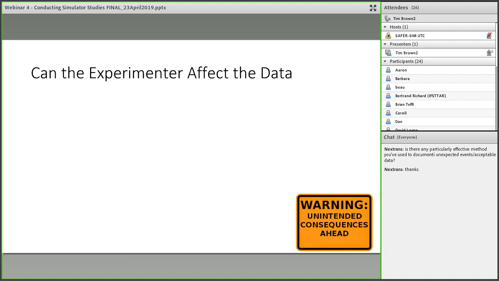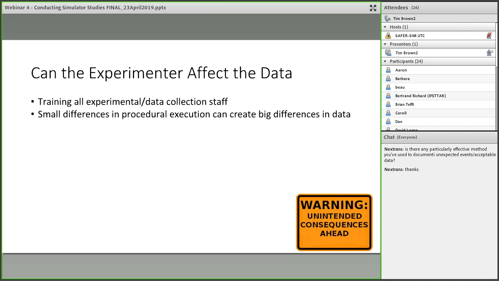So can experimenters affect the data? That's a good question. Well, one way of minimizing this is training all experimental staff and data collection staff, because the answer is yes. You can have unintended consequences if you're not sure what you're doing. Small differences in procedure execution can create big differences in the data.